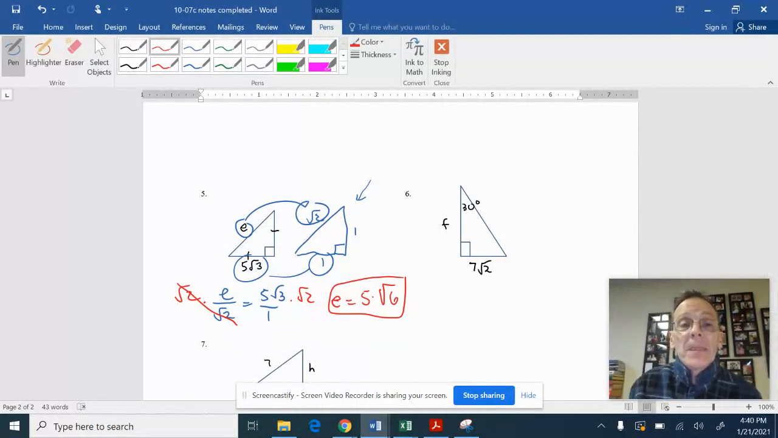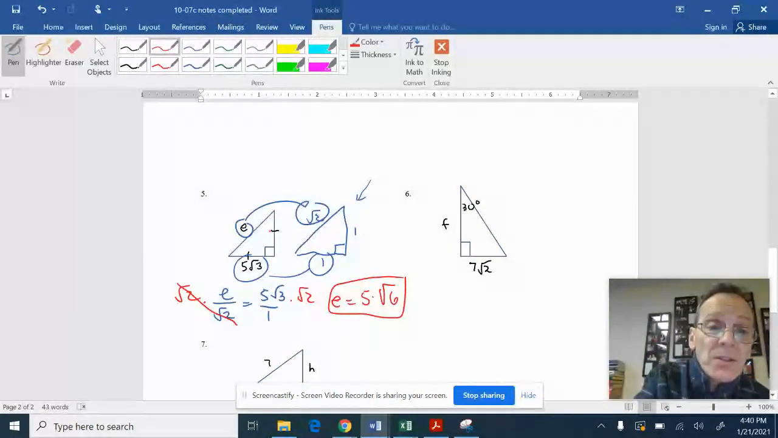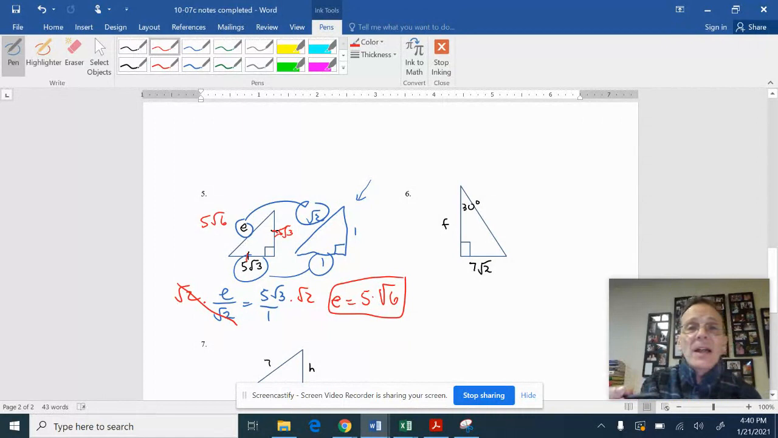Okay? So none of the sides in this triangle are whole numbers. I mean, this side right here, it's marked congruent to that one. So we don't have to figure that side out at all. We know it's 5 radical 3, same as the other leg. And then the E turned out to be 5 radical 6. So none of these sides have whole numbers, and none of them have square root of 2's in them either. Okay? I'm trying to make sure that you hear me on this.